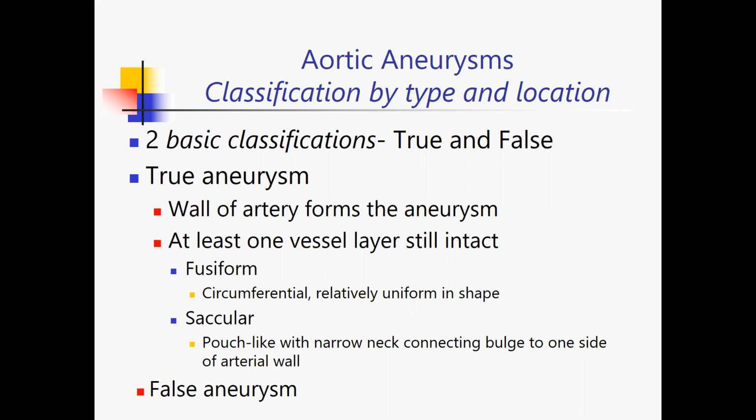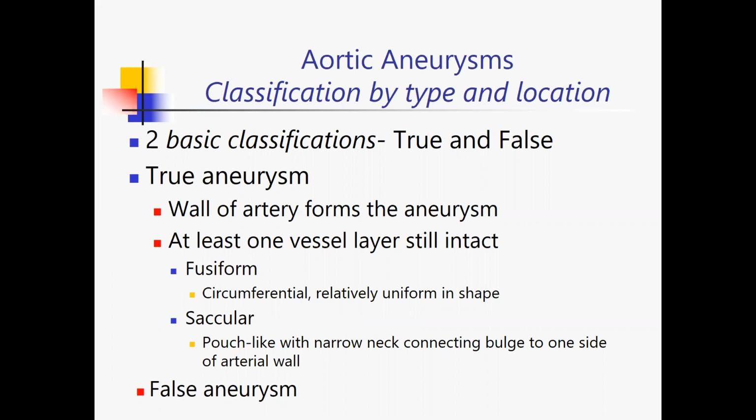It's a circumferential, relatively uniform in shape, and a saccular type that's pouch-like, a narrow neck connecting the bulge to one side of the arterial wall. Now, that one can be localized, and the fusiform can be diffuse dilatations on the aorta. And just remember that on the fusiform, it is the entire circumferential area of the artery.